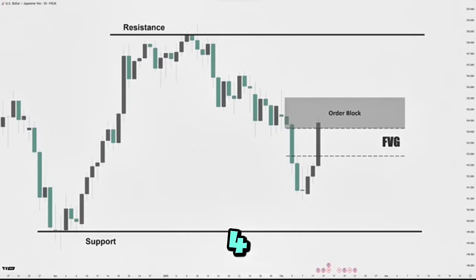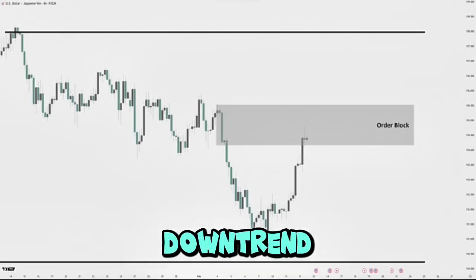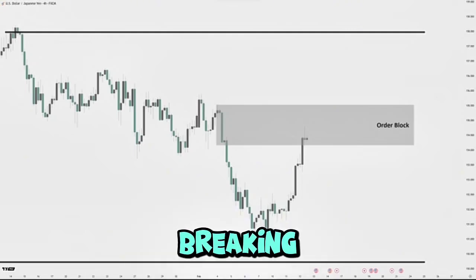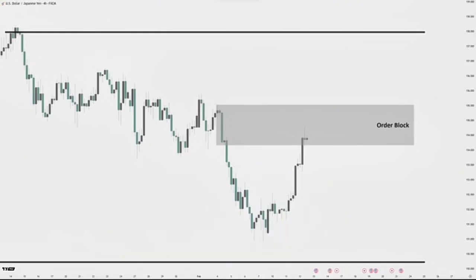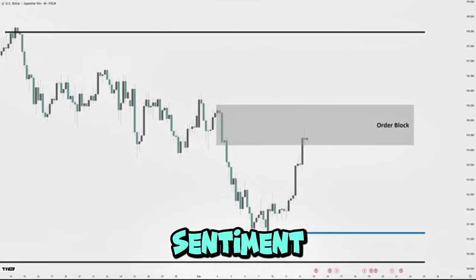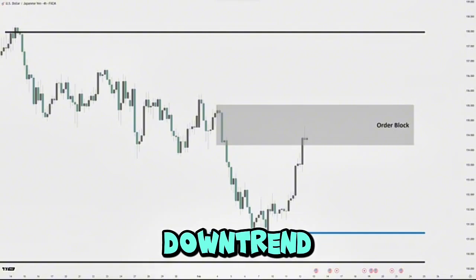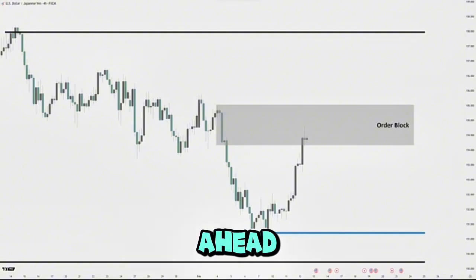Now let's zoom into the 4-hour chart. Again, the only thing we need here is to identify the market direction and mark the key levels on this higher time frame. The market direction is a smooth downtrend, respecting lower highs and breaking lower lows one by one. This gives us a noticeable support level to mark on the 4-hour chart. The analysis is the same as on the daily time frame. The market sentiment is bearish, and we are looking to take a short entry to stay aligned with the dominant downtrend until the price reaches the important levels ahead.